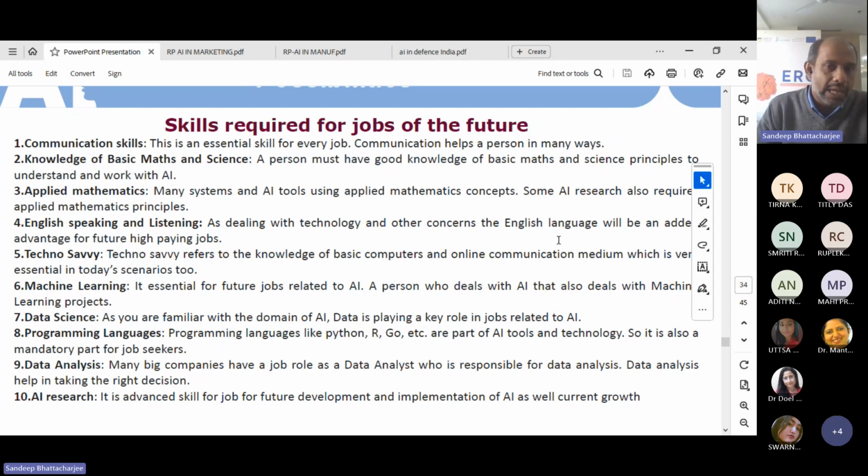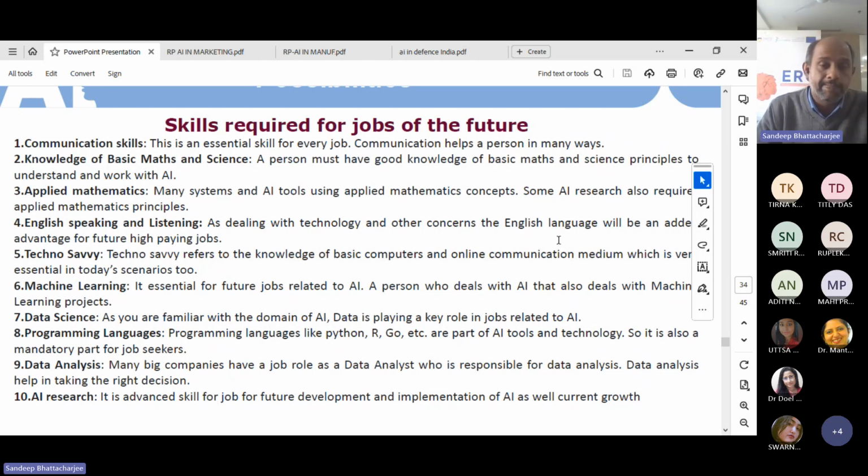Machine learning, of course, again, it is essential for most of the future jobs related to AI. So a person who's dealing with AI must also deal with machine learning projects, like I was mentioning about the GPT concept, or we also have computer vision, something like this, right? So all these are machine learning concepts, how machines are learning from the environment. So at least one or two of them we should be thorough about. Data science. As you are familiar with different domains of AI, as I've already spoken, data is of course going to play a very key role, and you must be aware of the different principles of data and how it is maintained, processed, all these things.